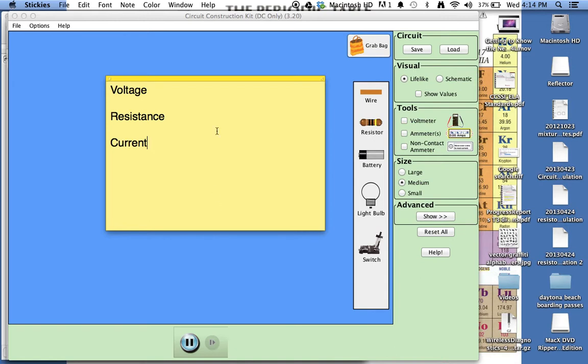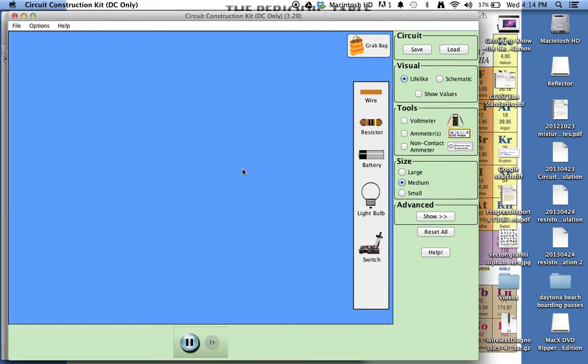Okay, so before we talk about these, let's first talk about how a circuit works. I'm going to use this simulation software to show how a circuit works. In a circuit, there has to be a power source, like a battery, and I'm going to build a circuit that has just a battery and a light bulb and a few wires in it.